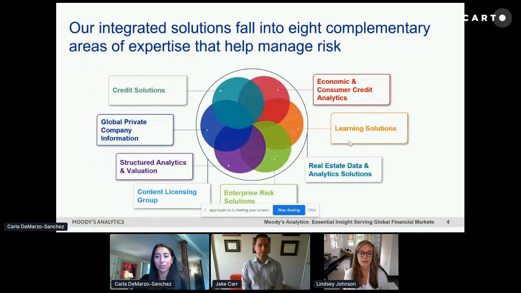You can see the 8 areas of expertise here, but I'd really like to focus on 3 specifically, namely the US commercial real estate and geospatial data that we acquired through Moody's acquisition of Reis, the structured analytics and valuation data, and economic and consumer credit.